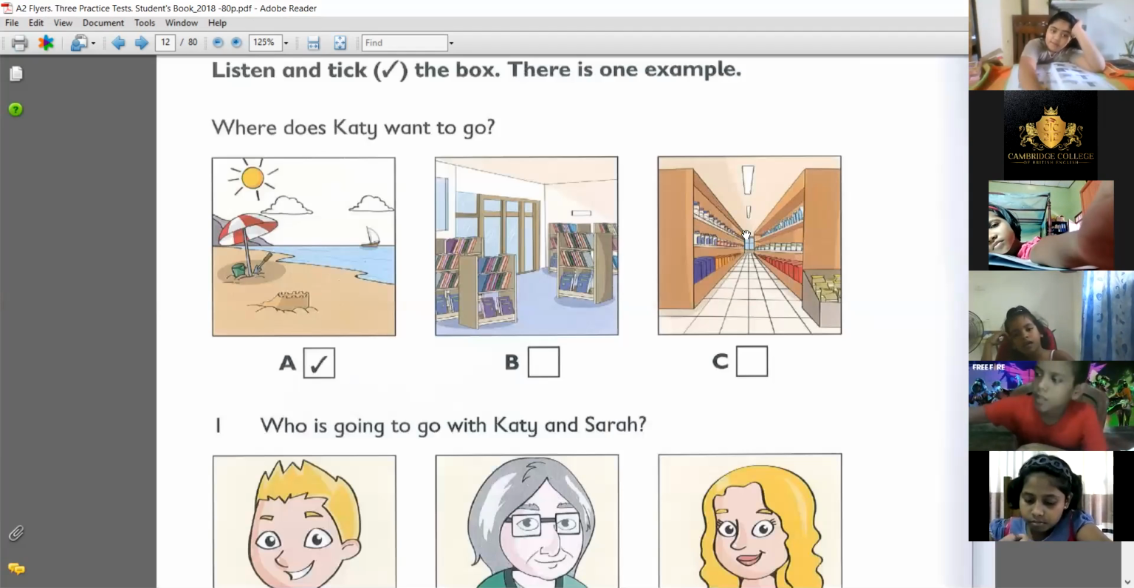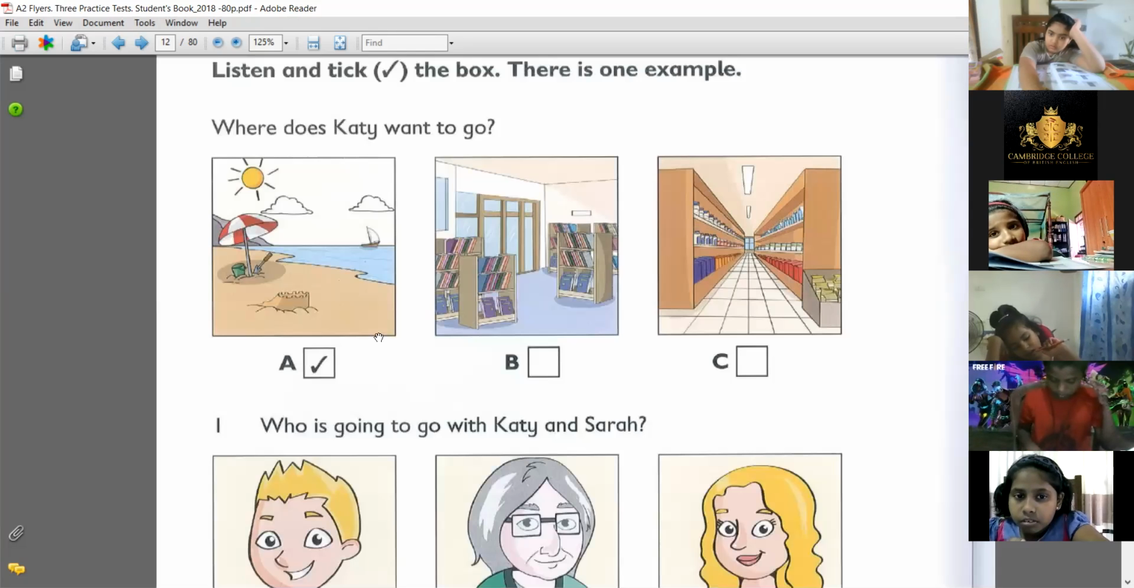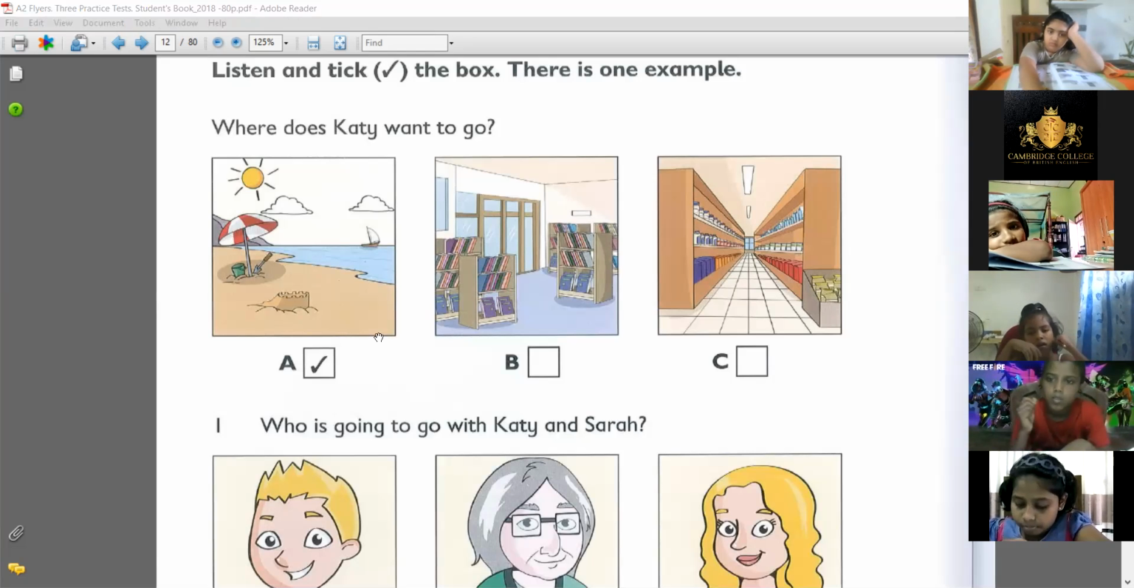Dad, can I go to the beach with Sarah today? Well, I need to go to the supermarket. And didn't you want to go to the library later? Oh, Dad, I don't want to go to the library. Please, can I go to the beach?